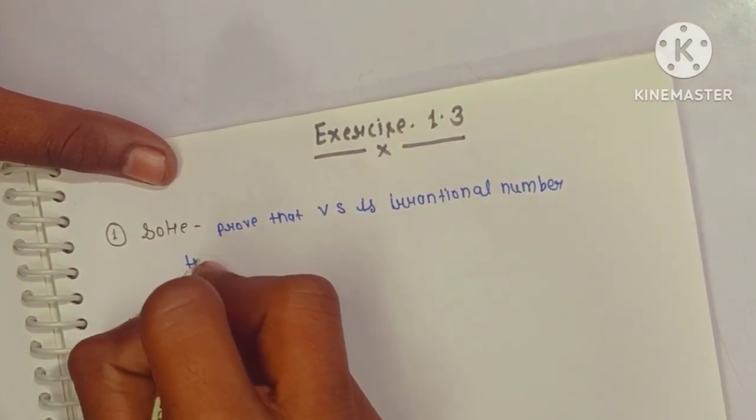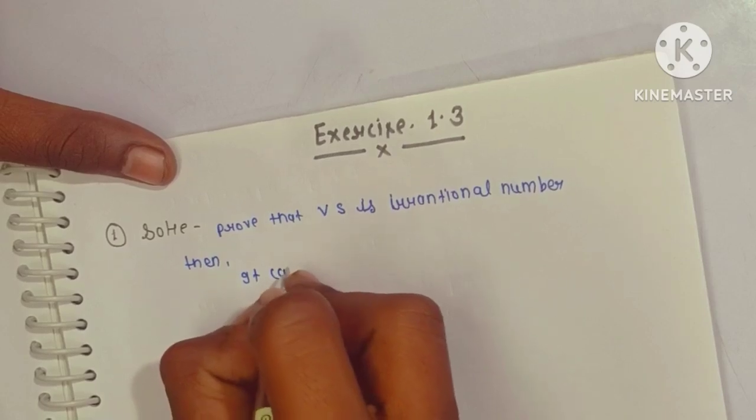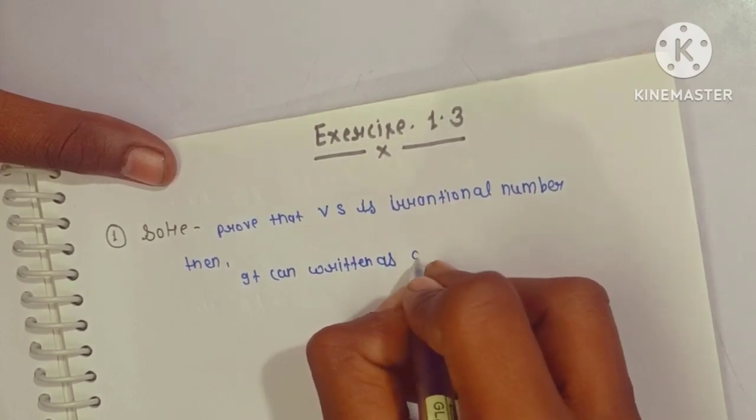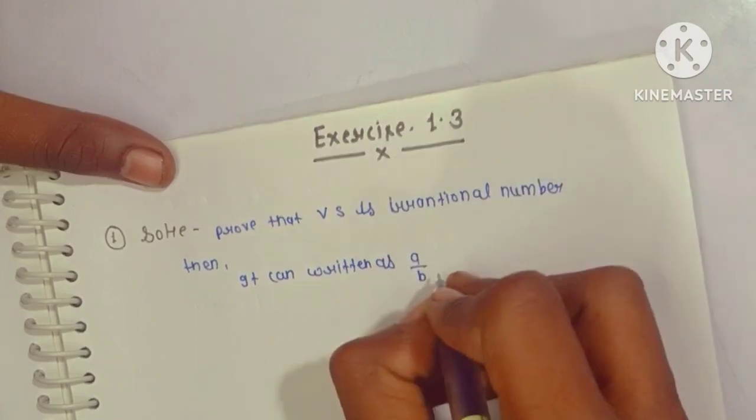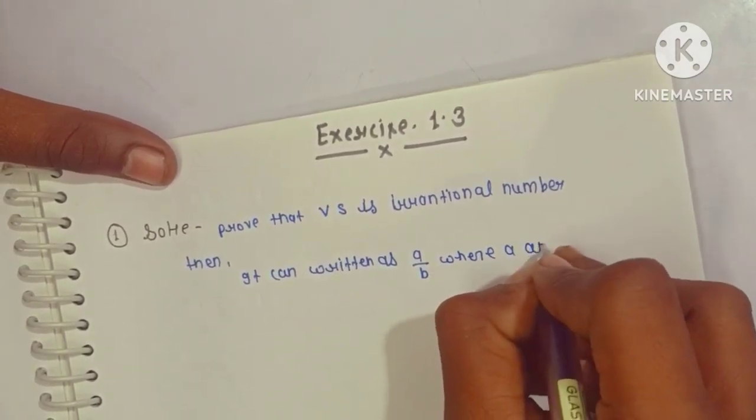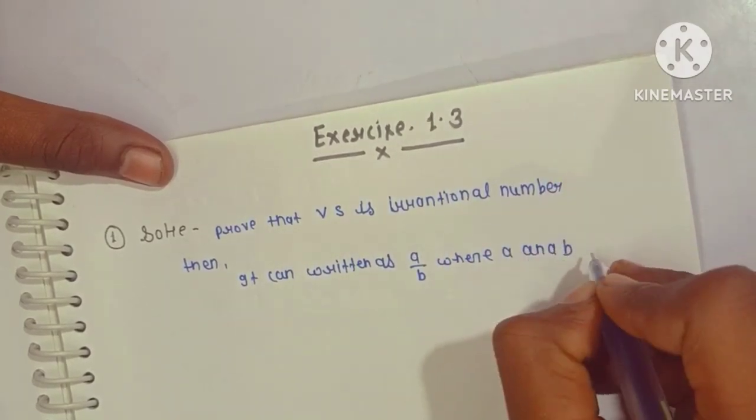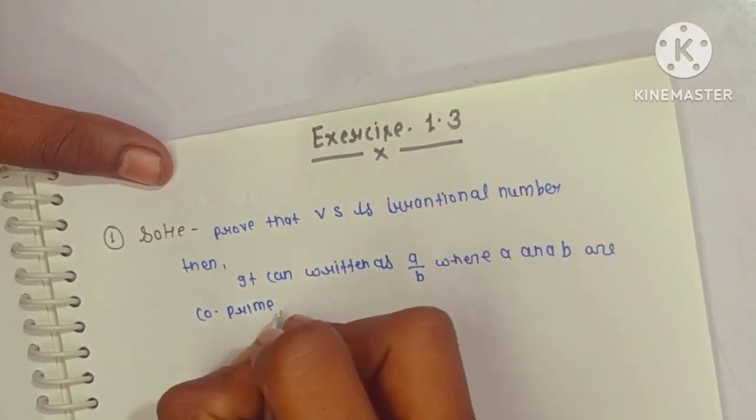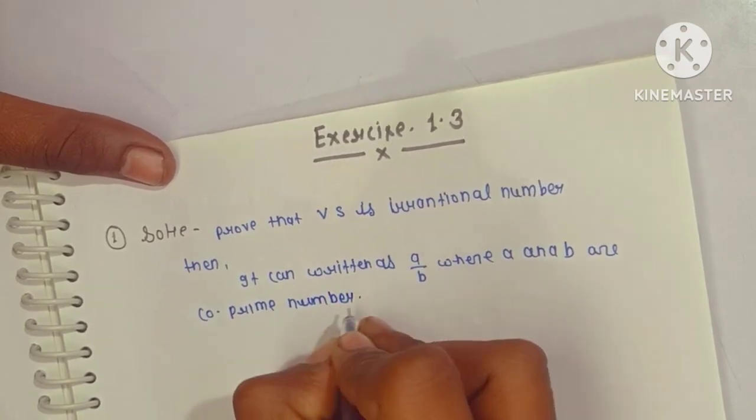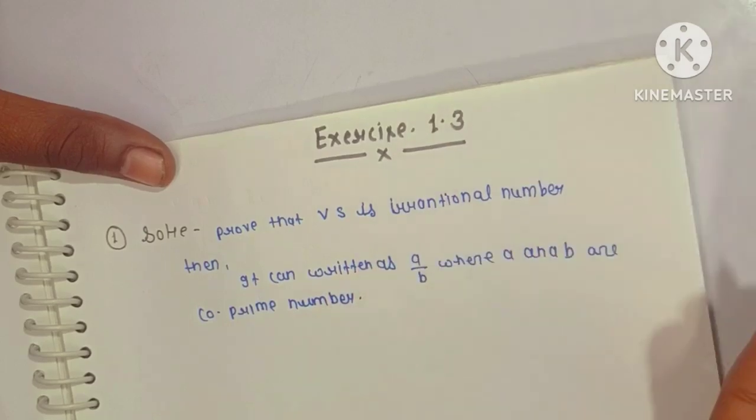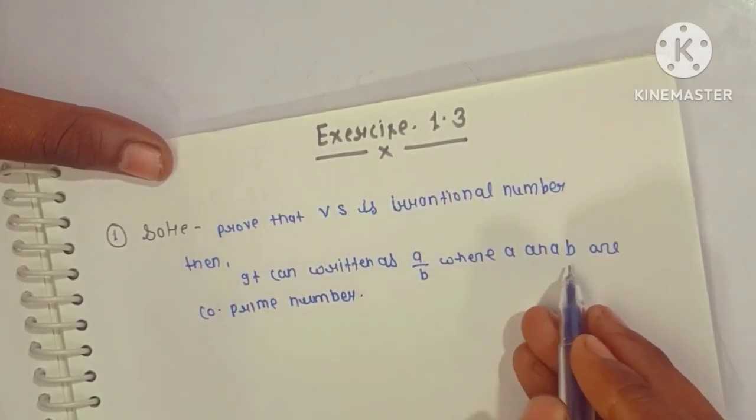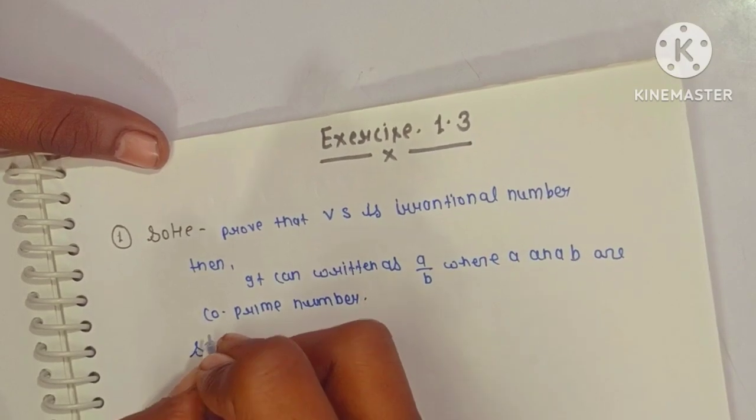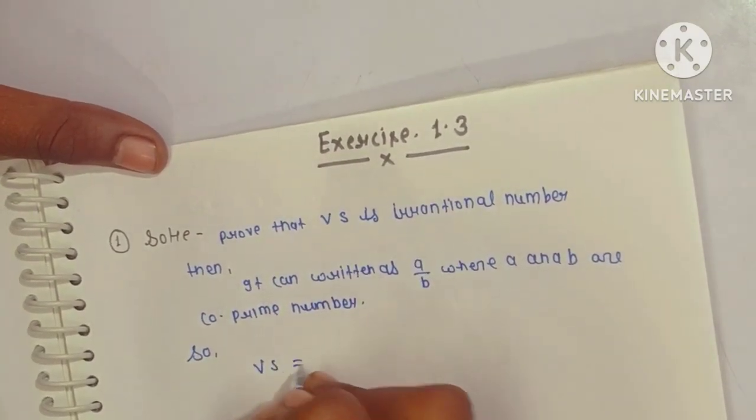Let root 5 be a rational number. Then it can be written as a upon b, where a and b are co-prime numbers. So root 5 is equal to a upon b.